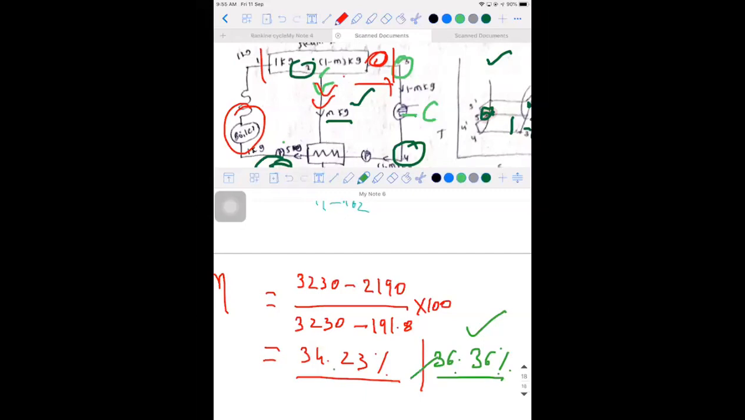This increase in Rankine efficiency is because the mean temperature of heat addition is increased with regeneration when compared to without regeneration. Now let us check these two. Okay, sir? Yes, sir. Okay.